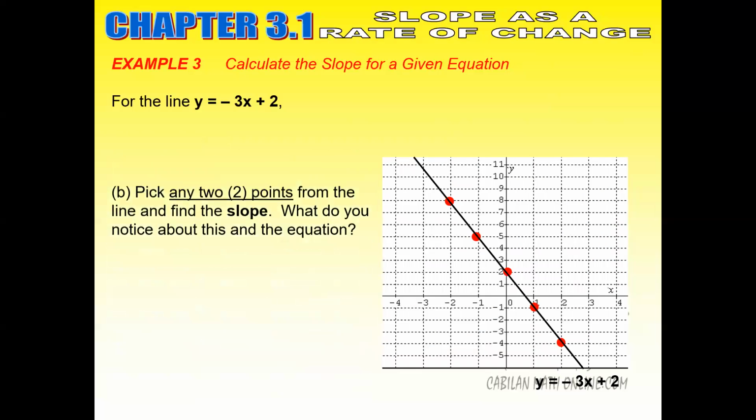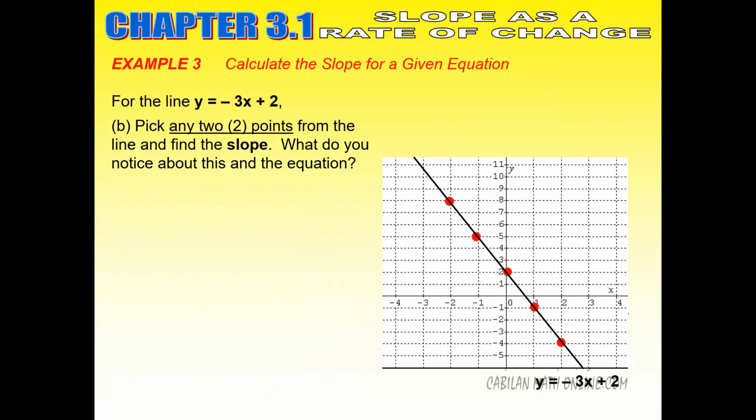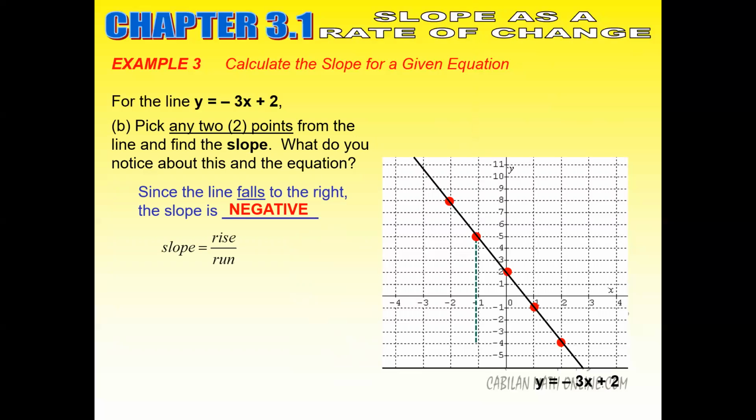The next thing it says is to pick any 2 points from the line, then find the slope. And what do you notice about this and the equation? We're going to randomly pick 2 points. I've just set these up over here. Again, I've randomly picked the second point, and the last point. Now you notice that I have there in blue, it says since the line falls to the right, the slope is negative.